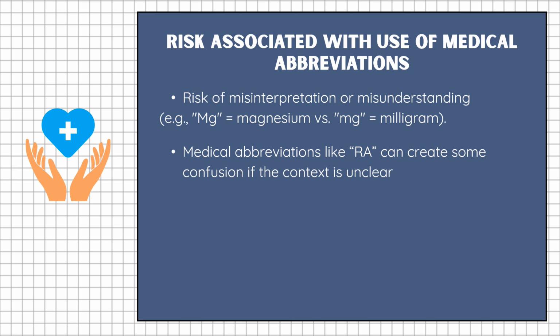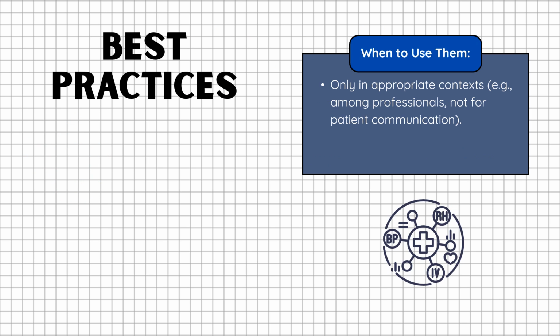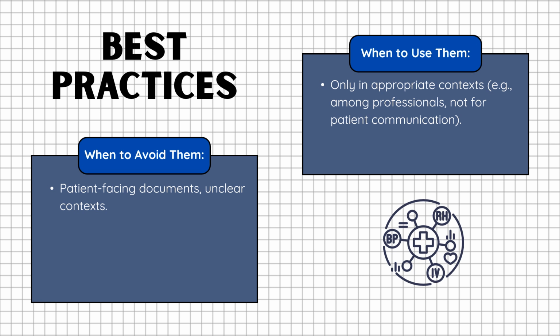To avoid these risks, what are the best practices that should be used? Medical abbreviations should only be used in appropriate context. For example, they should be used among healthcare professionals and not for patient communication. Secondly, medical abbreviations should be avoided in all patient-facing documents, meaning the instructions or handouts that are given to the patient. In those documents, abbreviations should be avoided, especially with unclear contexts.